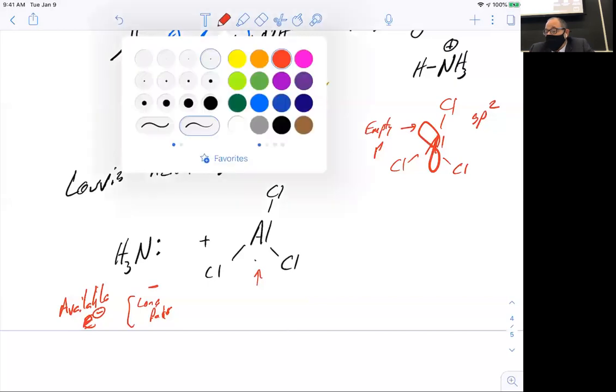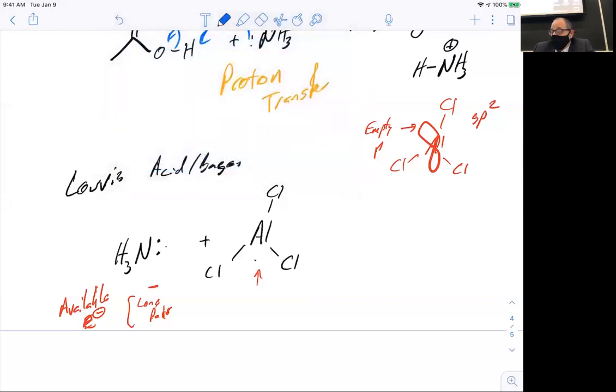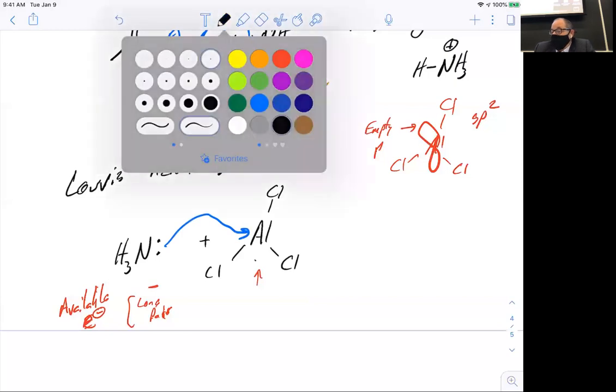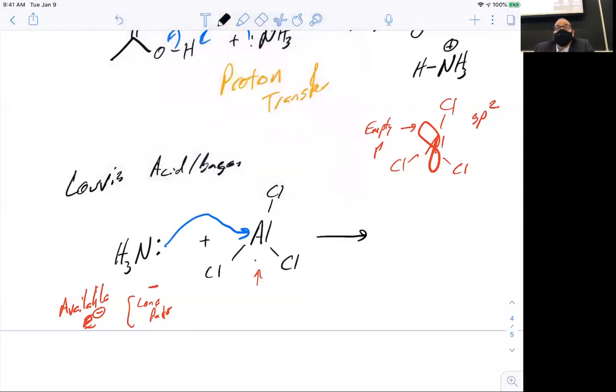So what Lewis acid-base does is it expands out the definition. So now it is a transfer of electrons, from electron rich to electron poor. And we end up with this zwitterion.